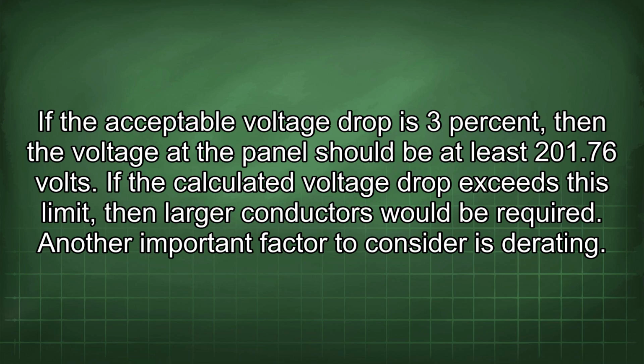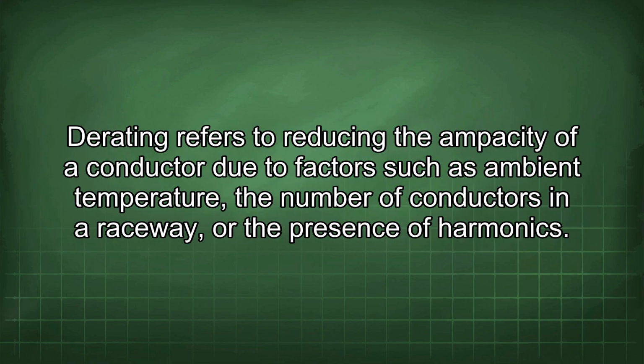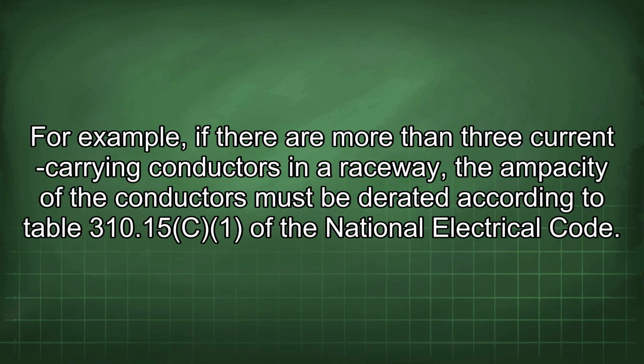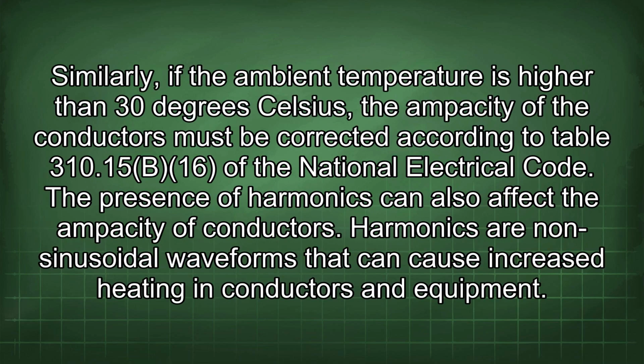Another important factor to consider is derating. Derating refers to reducing the ampacity of a conductor due to factors such as ambient temperature, the number of conductors in a raceway, or the presence of harmonics. For example, if there are more than 3 current-carrying conductors in a raceway, the ampacity of the conductors must be derated according to Table 310.15(C)(1) of the National Electrical Code. Similarly, if the ambient temperature is higher than 30 degrees Celsius, the ampacity of the conductors must be corrected according to Table 310.15(B)(16) of the National Electrical Code.